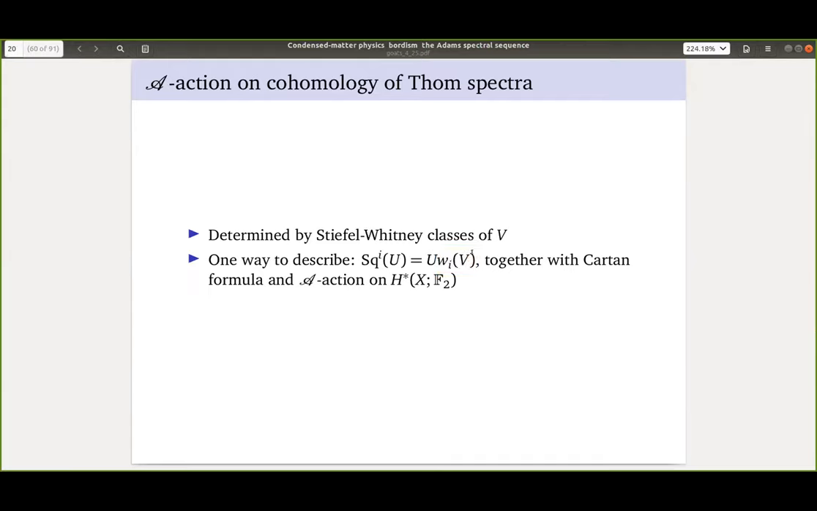So then the Cartan formula tells you how to compute Sq^i of U times some other class x, in terms of the action on U and in terms of the action on your cohomology class x, which came from the base space. So in short, if you know the Stiefel-Whitney classes and the cohomology of the base, then you know the Steenrod action on the cohomology of the Thom spectrum.